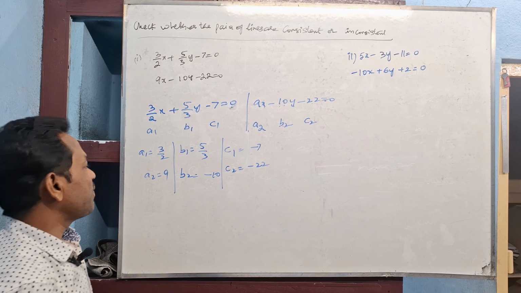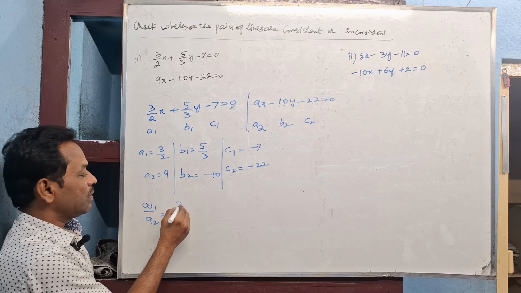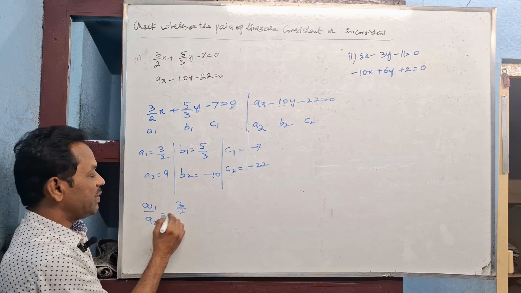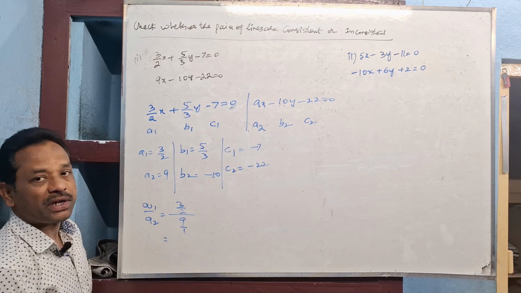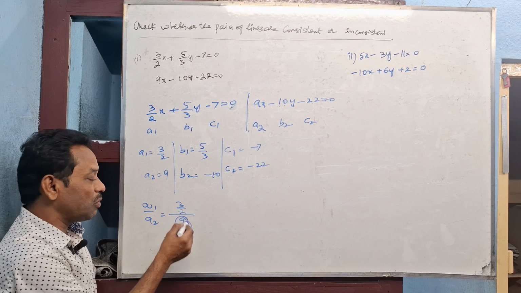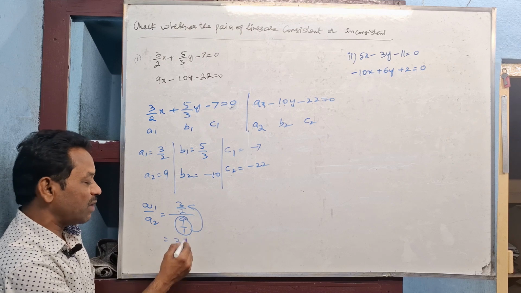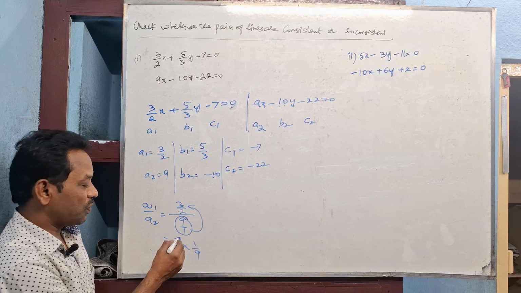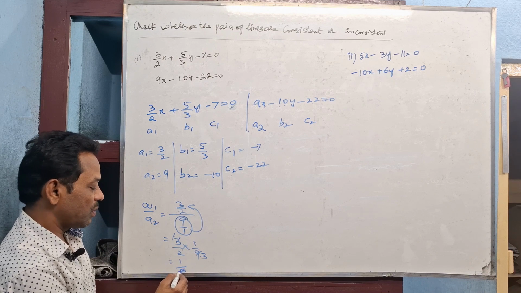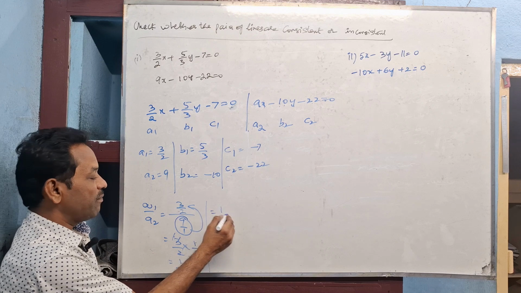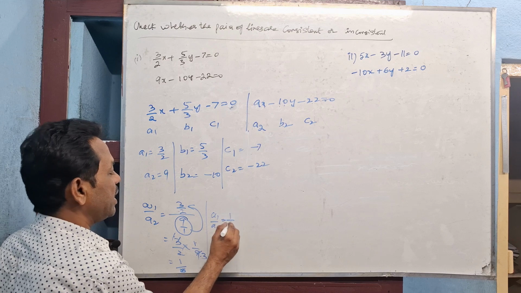Bacho, now let us find a1 by a2 first. What is a1 here? 3 by 2 divided by 9. You can take 1 in the denominator of 9, so the fraction is shifted to the numerator. So I'll take the reciprocal of that fraction, 1 by 9. Cancelling 3, 1 by 2 into 3, 6. So we get a1 by a2 equal to 1 by 6.